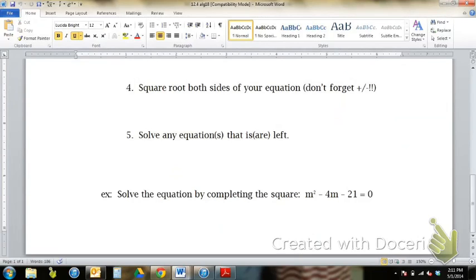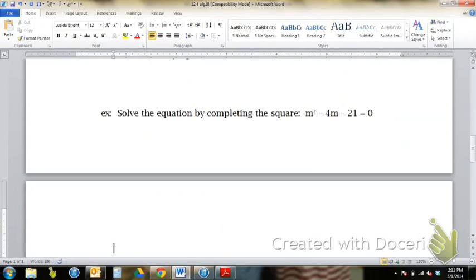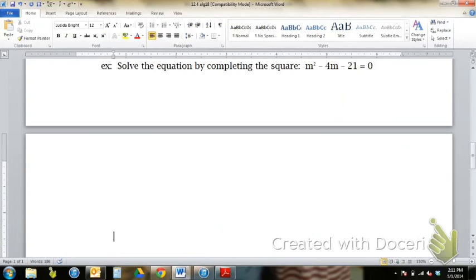Actually, I am going to move down. Okay, write this next example down. I'm going to go on to a new page. Okay, so now it says to do it by completing the square. So I'm not going to try to factor this. I'm going to get all the numbers without letters onto the other side. So I have m squared minus 4m equals 21. Let's come over here.